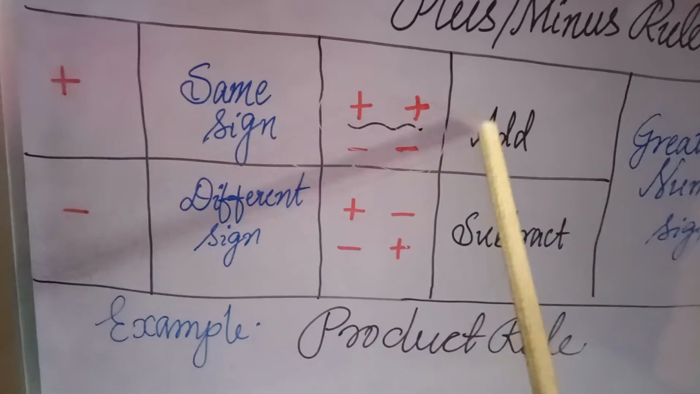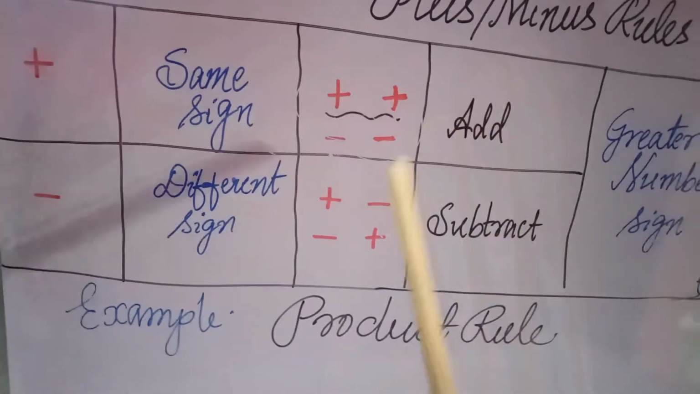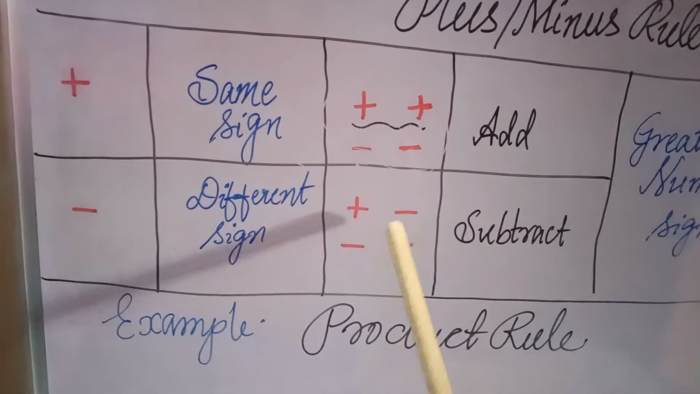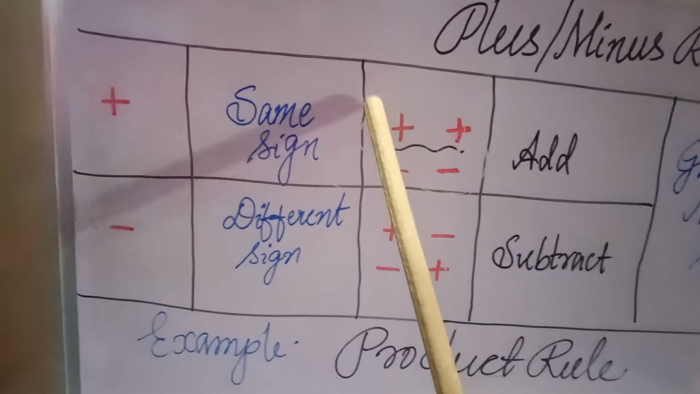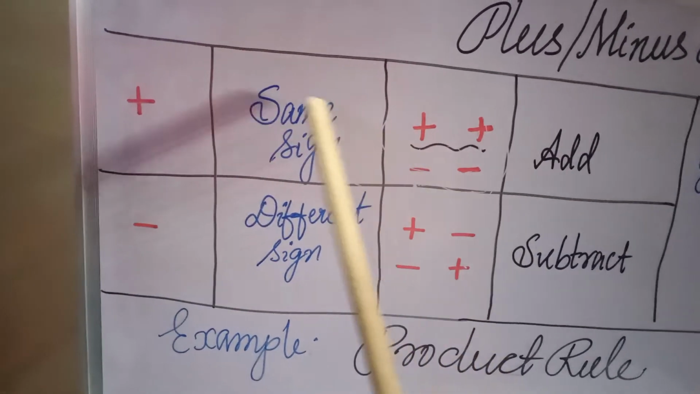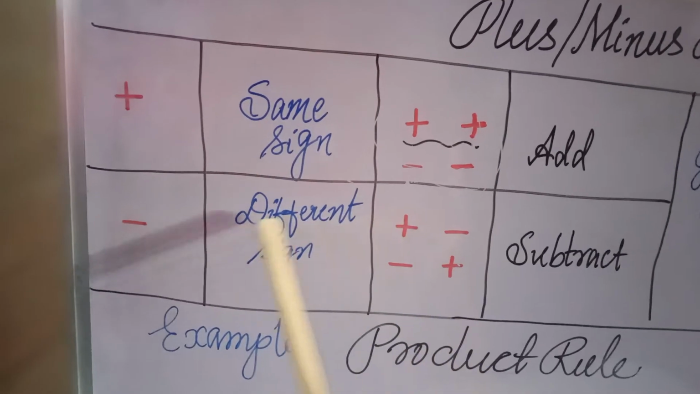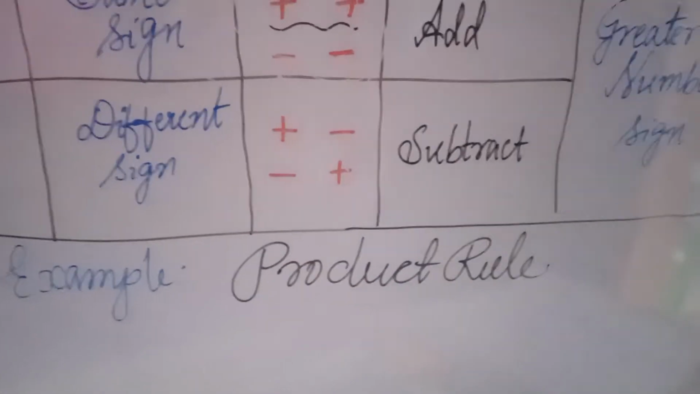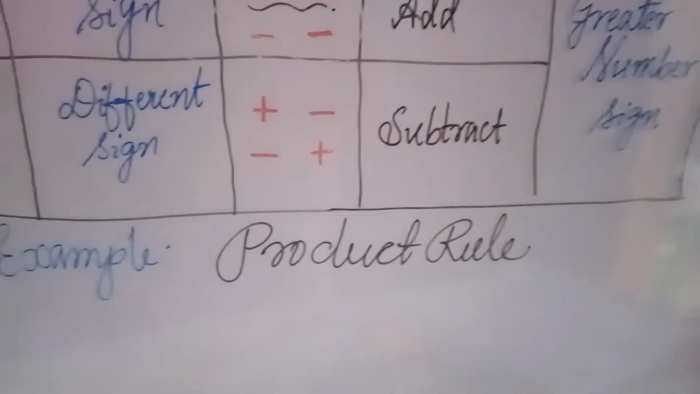Plus into plus is plus, minus into minus is also plus, plus into minus is minus, minus into plus is minus. So now let me show you all a few problems in the product rule.